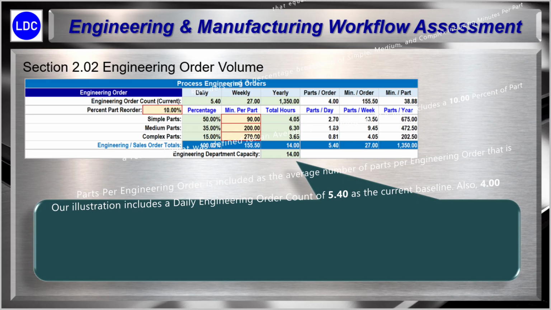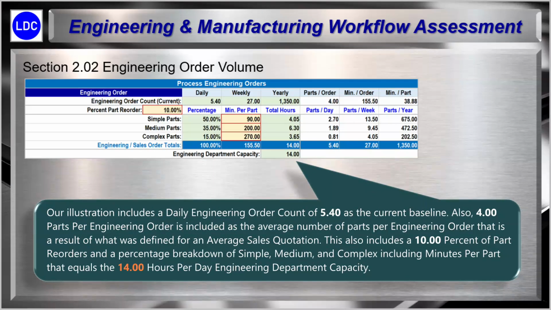Our illustration includes a daily engineering order count of 5.40 as the current baseline. Also, 4.00 parts per engineering order is included as the average number of parts per engineering order that is a result of what was defined for an average sales quotation. This also includes a 10.00% of part reorders and a percentage breakdown of simple, medium, and complex including minutes per part that equals the 14.00 hours per day engineering department capacity.